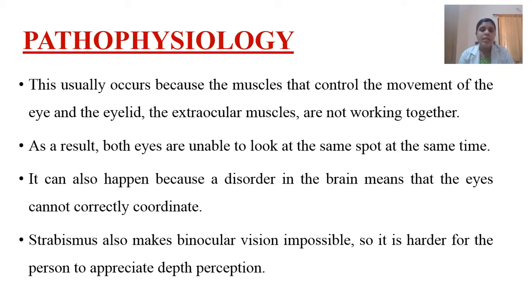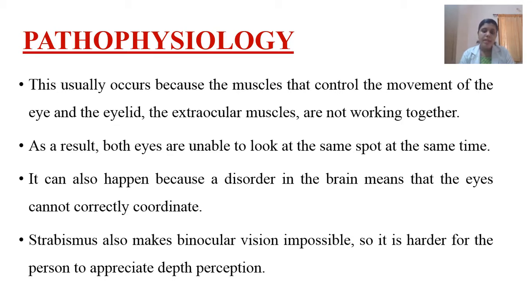Now we'll see the pathophysiology. Usually this develops because of the muscles that control the eye movement, which we call the extraocular muscles. These muscles help in the proper movement of the eye as well as the eyelid. If these muscles are not working properly and not working together, there are chances for development of strabismus. Because of this, both eyes are unable to look at the same point at the same time.